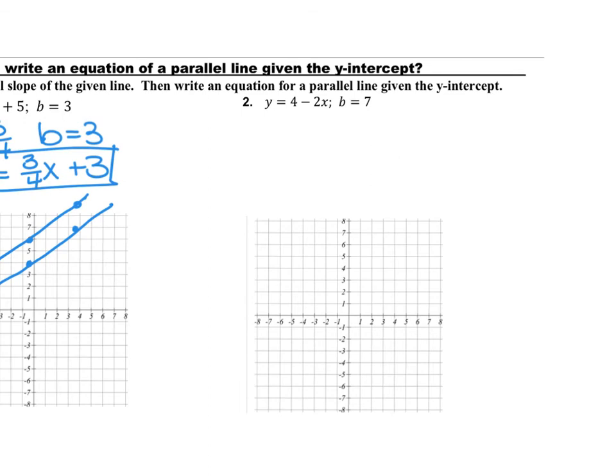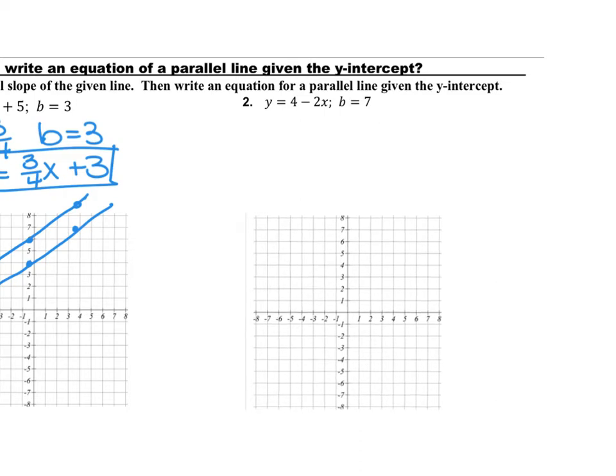All right, so for our next one, we have y is equal to 4 minus 2x. So first of all, make sure, is this one in slope-intercept form? Yes. And so let's just see what this is going to look like on the graph. You'd have the y-intercept of 4, and we went down 2 over 1. So this is that first line.